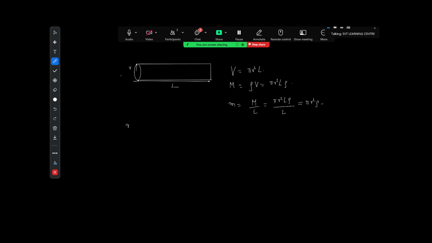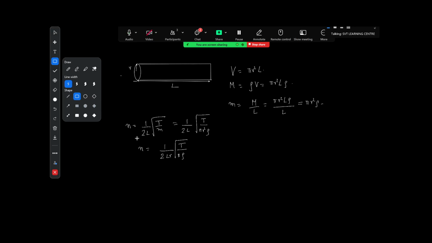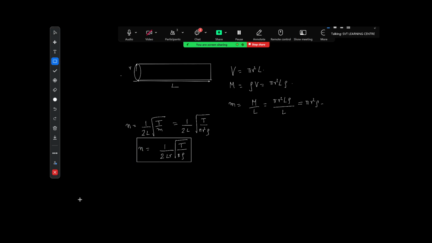Now the frequency which we just discussed will be 1 by 2L root of T by small m. So this will turn out to be 1 upon 2L, root of T is as it is. I'll just incorporate this new value that I figured out. So ultimately I can say that n will be equal to 1 upon 2L root of T upon pi r square rho. I've taken the r out. So this is another formula for the fundamental frequency of vibration of a string.